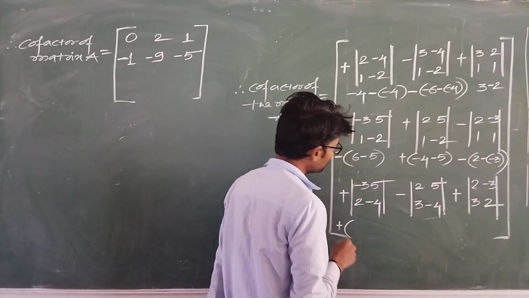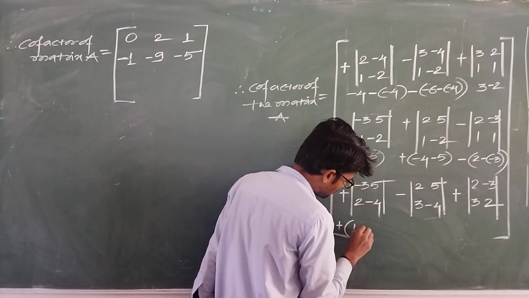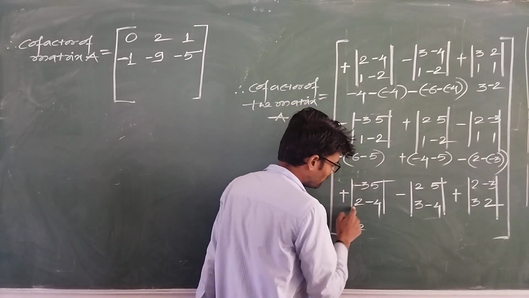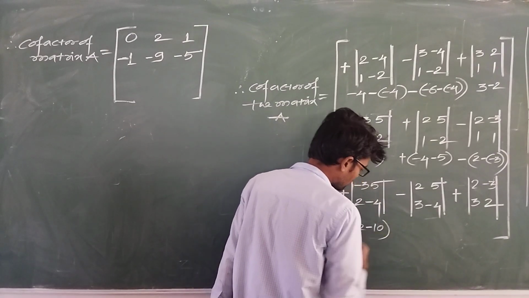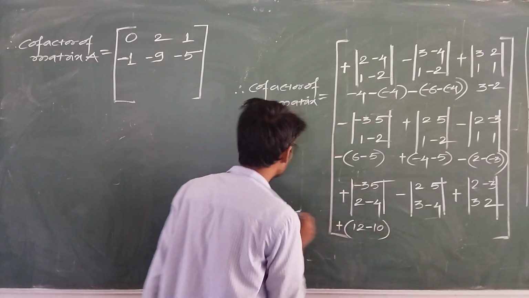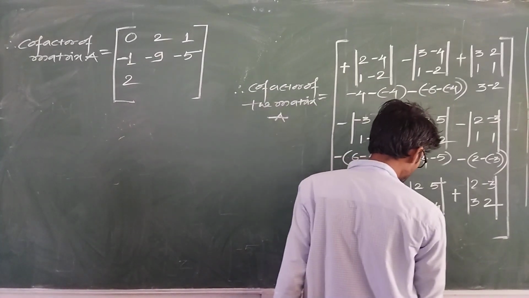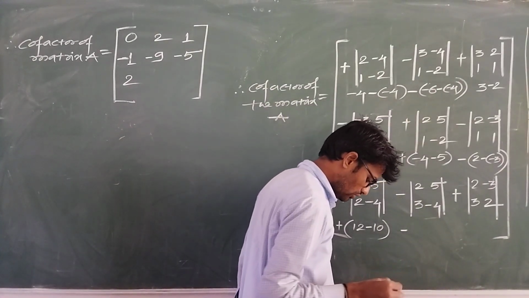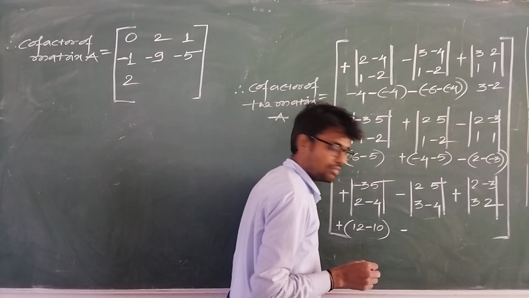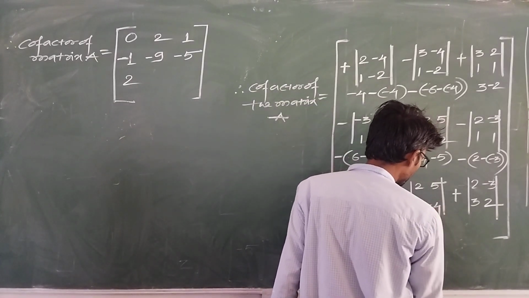Next, plus symbol you write as it is. Minus 3 into minus 4, it is 12. 3 4s are 12. 2 5s are minus 10. So 12 minus 10 is 2. So you write a plus 2 here. Next, minus you write. Yes, 2 into minus 4, minus 8.